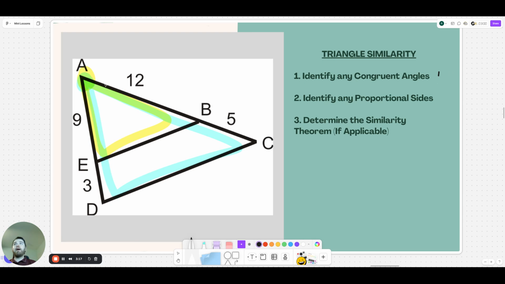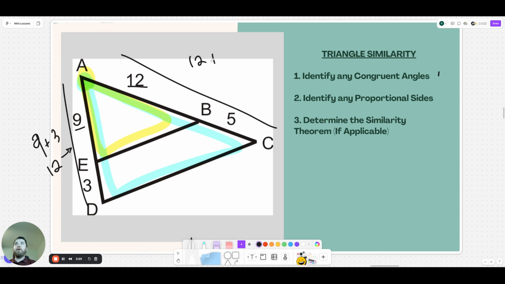Now, proportional sides. I've got 2 sets of side measures here. So this side is 9. This whole side here is 9 plus 3, so it gives me 12. So that's what this side is. Over here, this side's 12. This side is 12 plus 5. So that means that this side here is going to be 17.